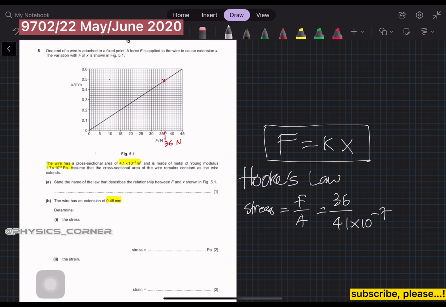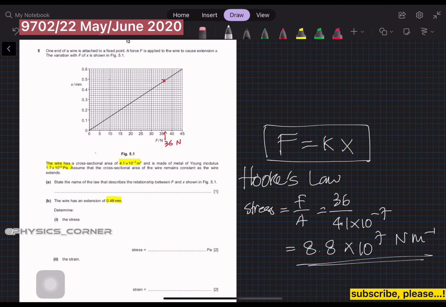Okay, we calculate this. 36 divided by 4.1 times 10 to the power -7 is about 8.78, or 8.8. This is about 8.8 times 10 to the power 7 Newton meter to the power minus 2. Okay, we have this as the stress.